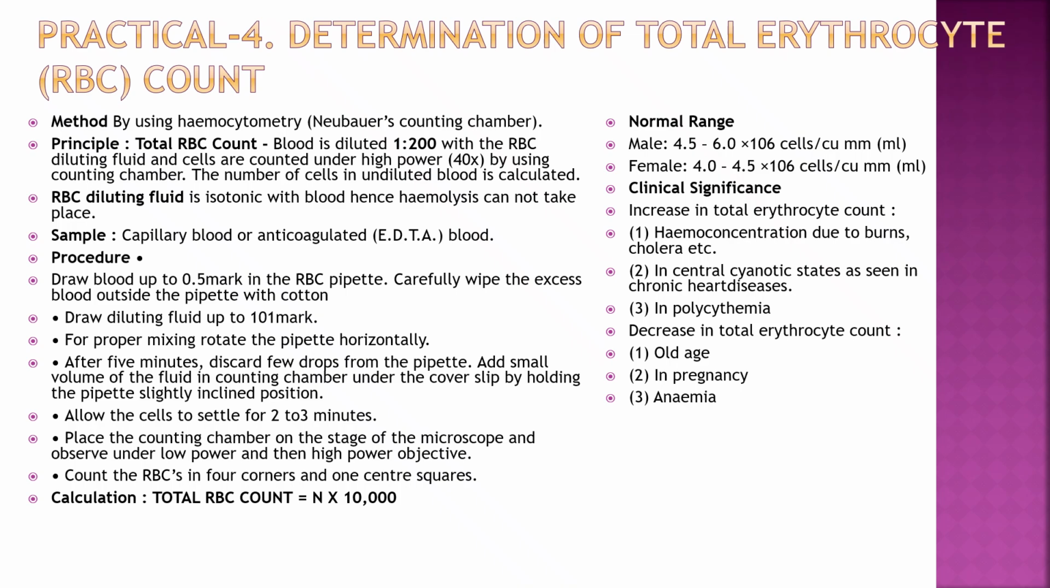For RBC count, you have to take blood up to the 0.5 mark in the RBC pipette, and then dilute it with RBC diluting fluid up to the 101 mark, then mix and discard a few drops, and then load the chamber, wait for a few minutes, and then see the RBCs. In that, the central square is the RBC counting area, and in that you have to count the total number of RBCs, and the calculation is total RBC count equals N into 10,000.